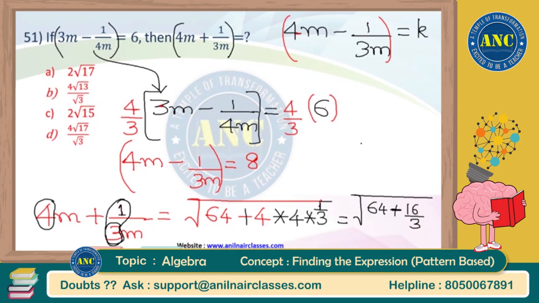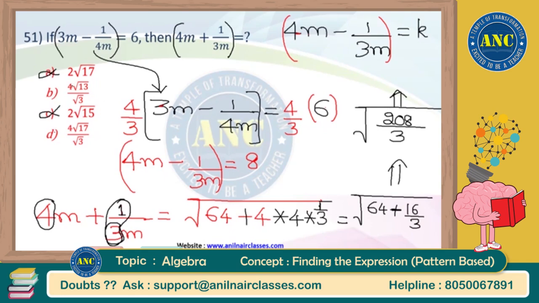64 into 3. If I take the LCM, let me write it here, sir. LCM is 3. So if I take that 3, 64 into 3 is 192 plus 16. It is 208. Square root of 208 whole divided by 3, but this can further be simplified. First thing you should understand is, I will get square root of 3 in the denominator. So option A cannot be the right answer, option C cannot be the right answer. Either it should be option B or option D.